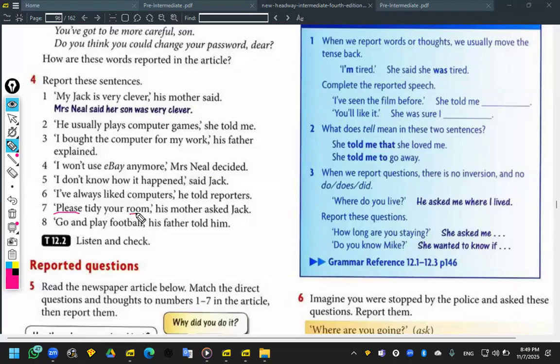Tidy your room, his mother asked Jack. 7. His mother asked Jack to tidy his room.